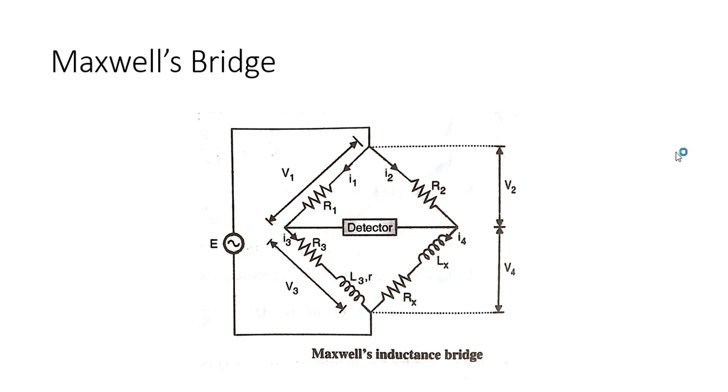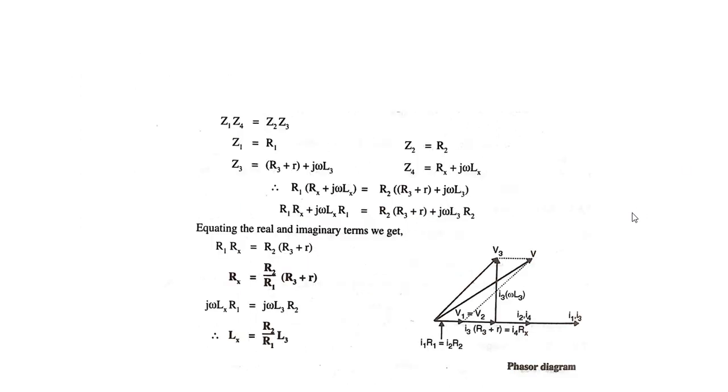Now Maxwell's bridge is used to measure the inductance. That is very important. It uses two methods to measure inductance: comparison with a standard variable capacitance or a variable standard self inductance. It is limited to low Q values between 1 and 10, that you have to keep in mind. Now let us start some mathematics over here.